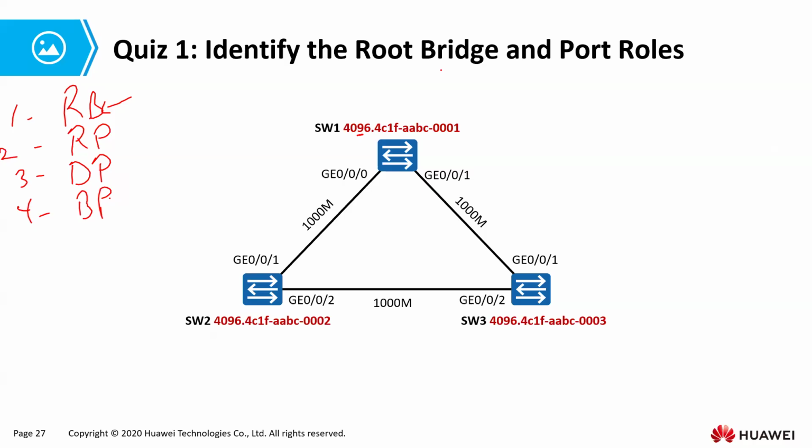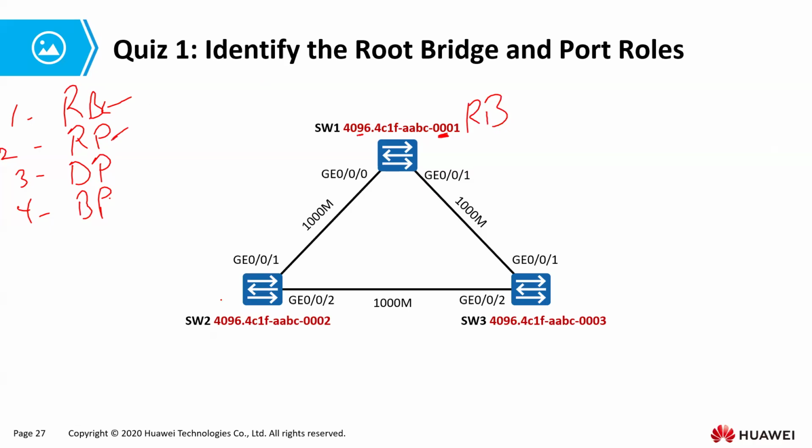Right, I was saying to identify the root bridge, you compare the bridge IDs. Here our root bridge will be switch 1. So switch 1 becomes our root bridge. Why? Because it has the lowest MAC address. Once you've identified the root bridge, you then go to look at the root ports.